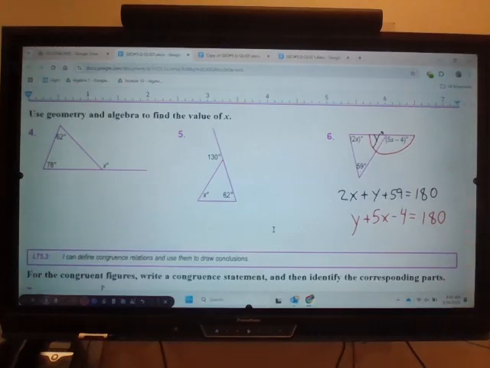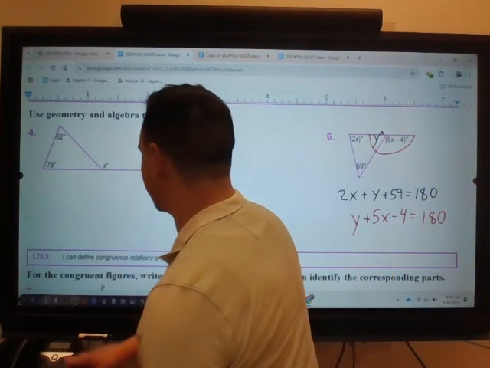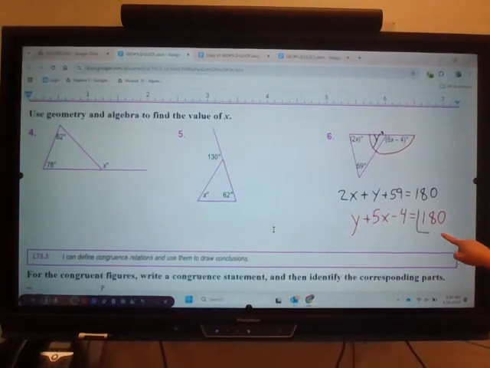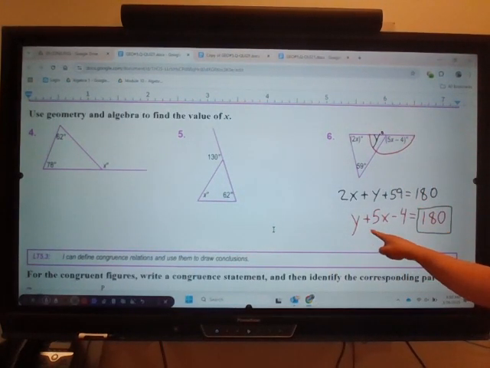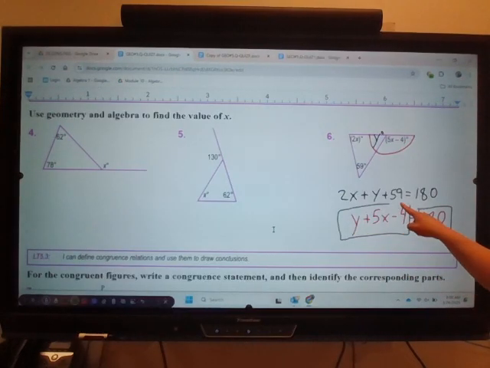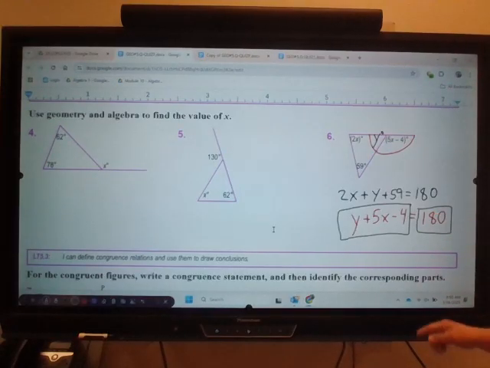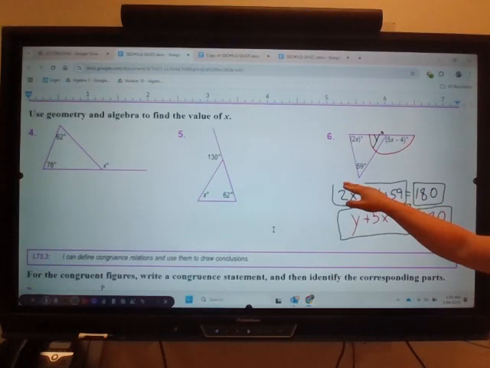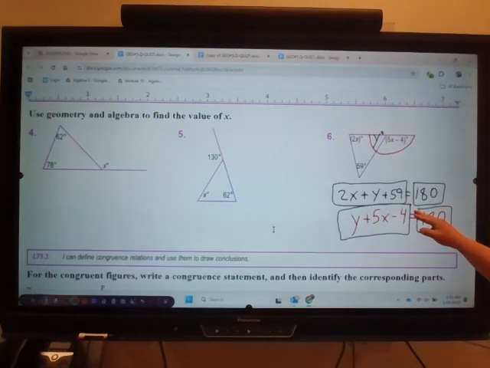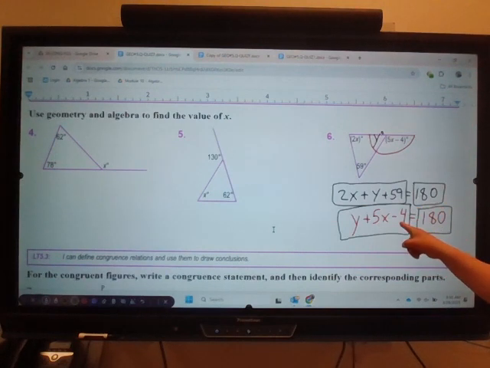Now, we could set up a system of equations, and I'm tempted to do it, but due to time constraints, I'm actually not going to do that. To figure this out, I'm going to use the substitution property. I know that this thing right here, y plus 5x minus 4, equals 180. So, I also know that this thing up here, 2x plus y plus 59, also equals 180. So I'm going to replace the 180 with its other definition.